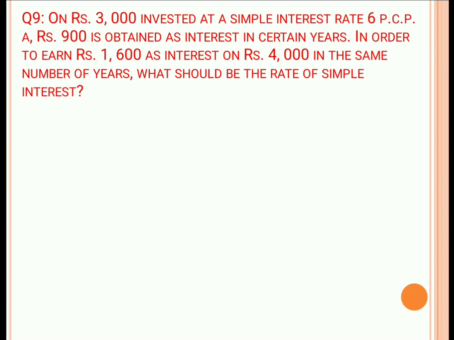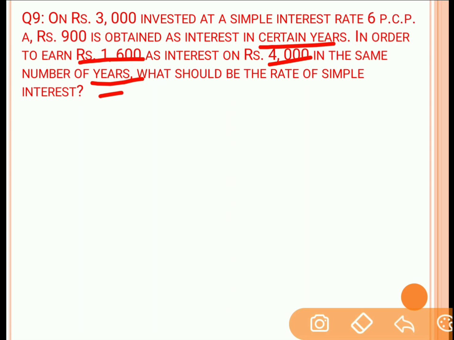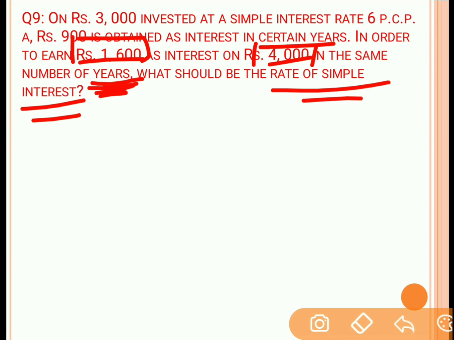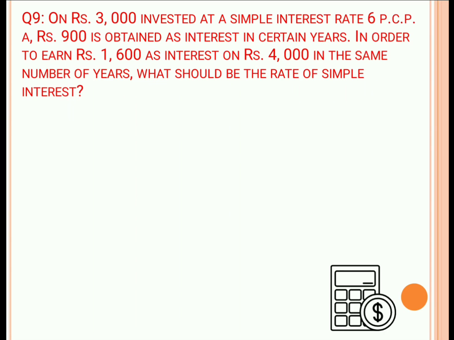Now in the next statement it is written that in order to earn rupees 1600 as an interest on principal of 4,000 in the same number of years. Same number of years means the years which we have found from the first statement, that years will be same in the second statement. Then we need to find out this rate of simple interest. So in this case also, principal is 4,000, simple interest is given 1600, and time period is to be found out from the first statement, and substituting it into the formula of simple interest, we can find out the rate of interest. So let's proceed with the solution.